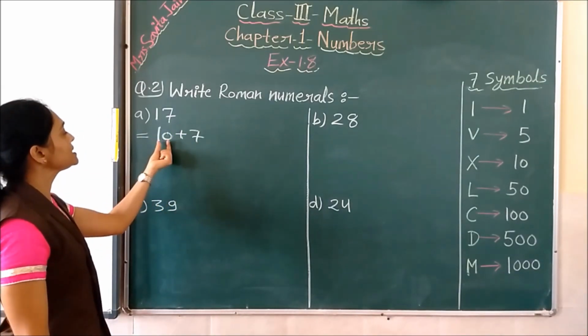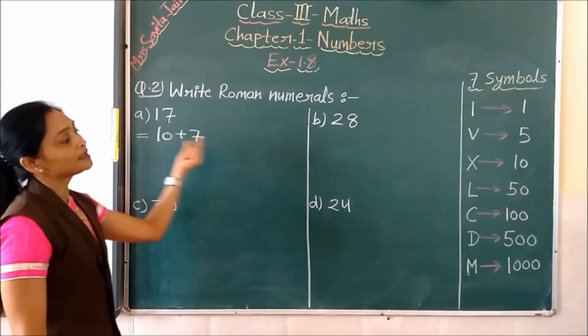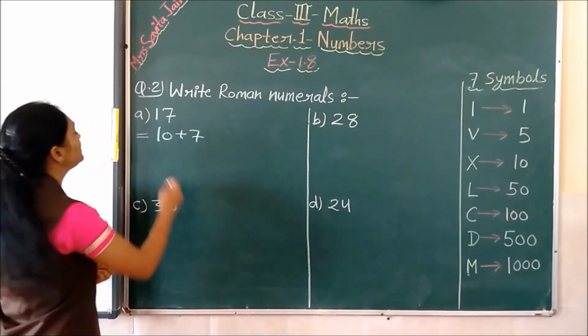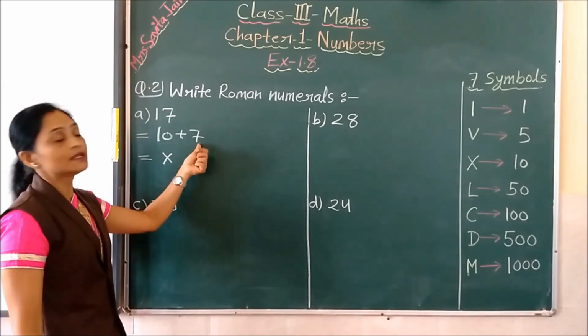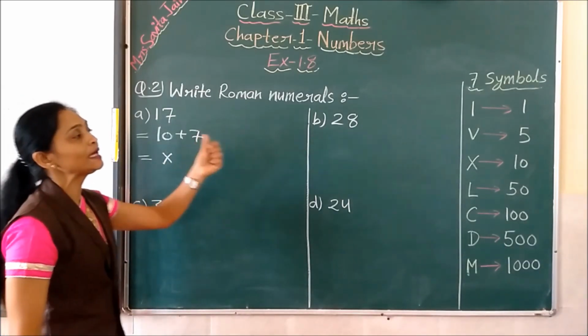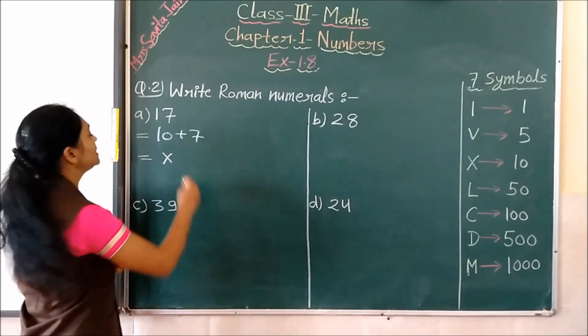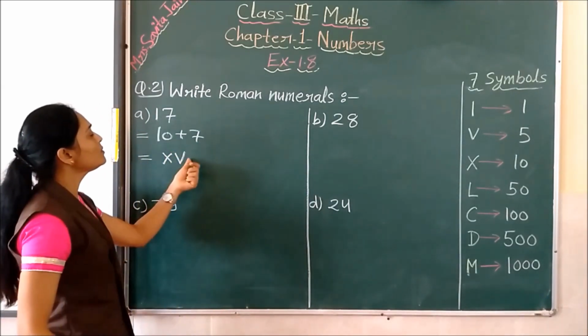Now we will see what the symbol is for this 10, that is X. So we will place X here and then 7. For 7 we have to write V first, then we have to add how much more?